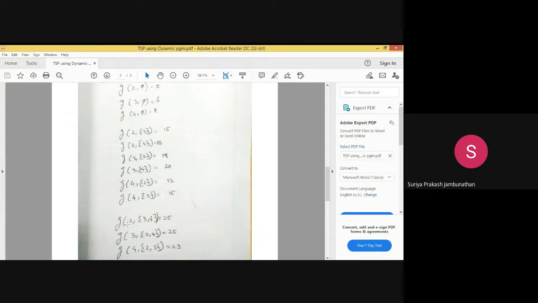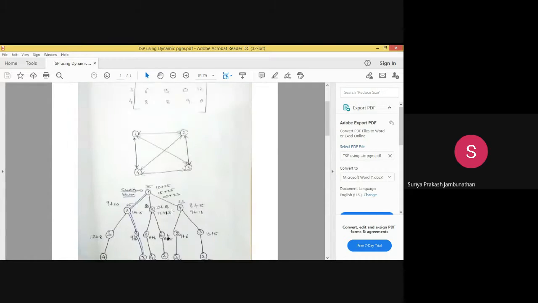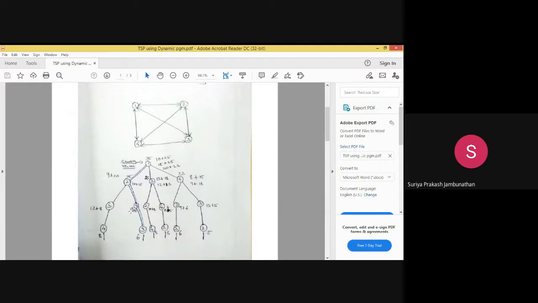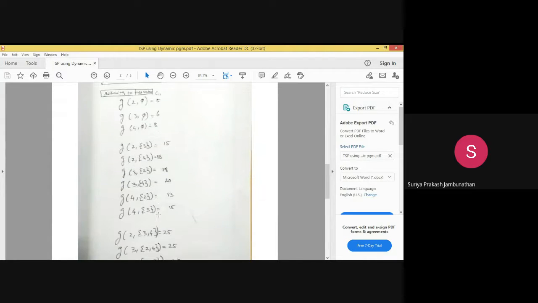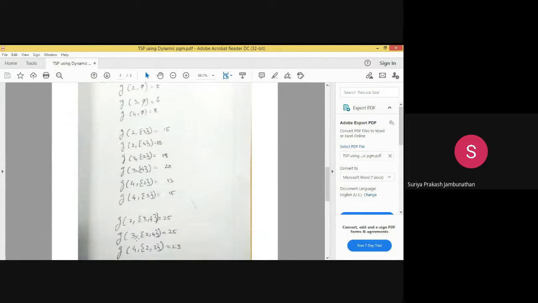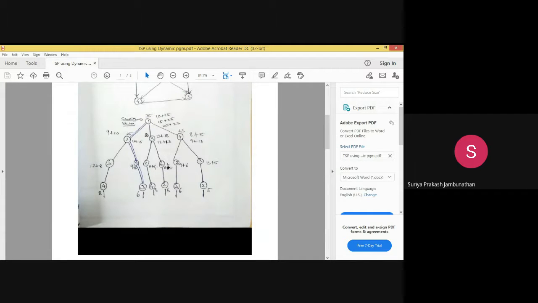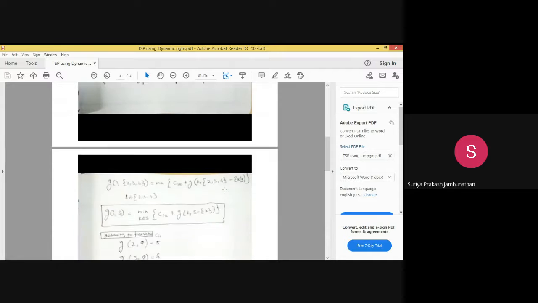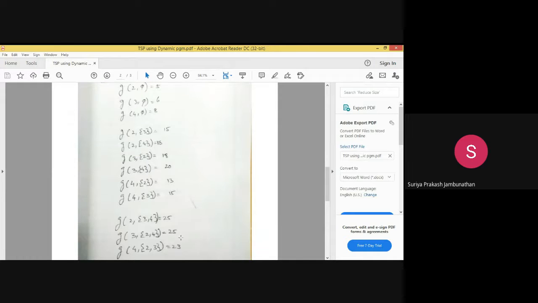Okay. Next, what are we writing? G of 2 comma 3 comma 4. This means 2 is the root node and 3 comma 4 are the subnodes. What is the value for that? That is 25. Then G of 3 comma 2 comma 4: 3 is the root node, 2 comma 4 are the subnodes. For that, the answer is 25, we are writing here.